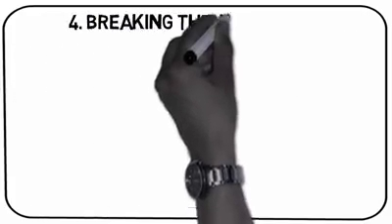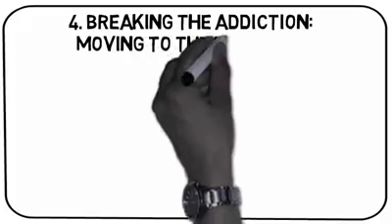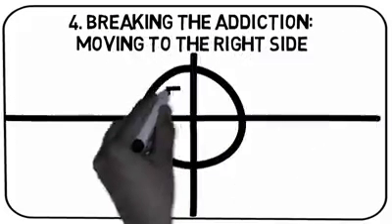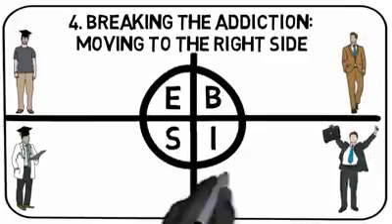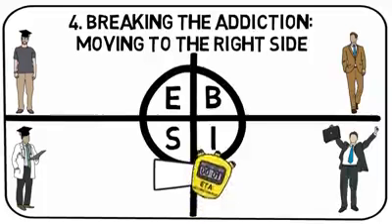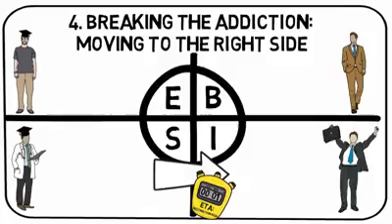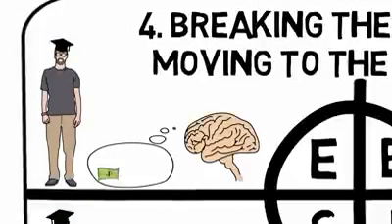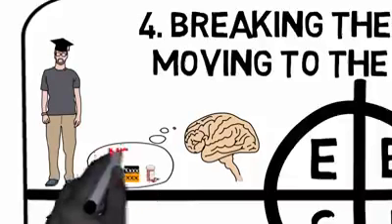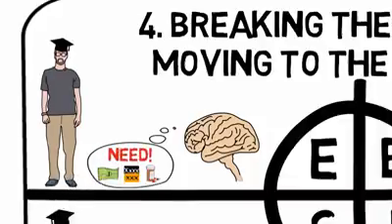Takeaway number 4. Breaking the addiction, moving to the right side. There are pros and cons with all the quadrants, but the right side is where financial freedom can be achieved the fastest. Therefore, we might ask ourselves, how can we move to this side? Money has an addictive power, much like sex or drugs. Therefore, when you earn money through a specific quadrant, you'll be addicted to that quadrant.